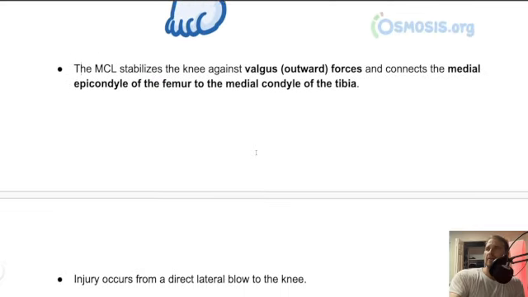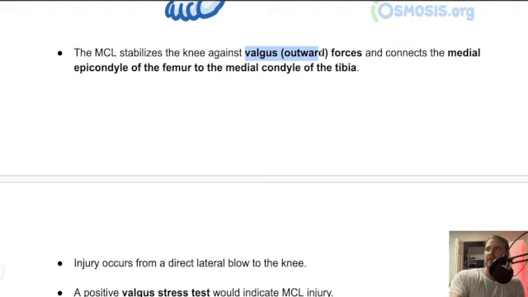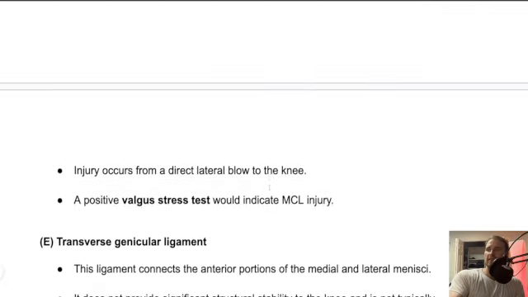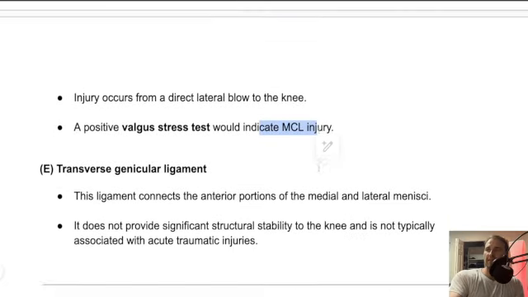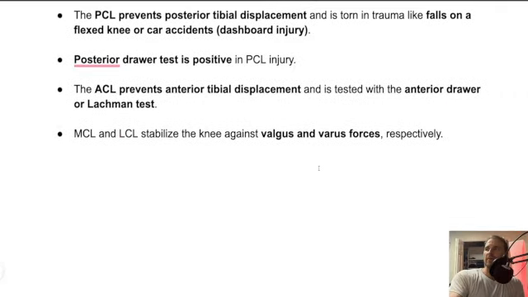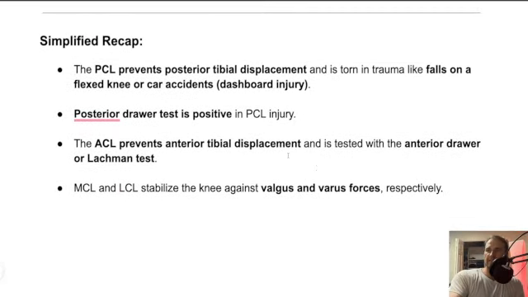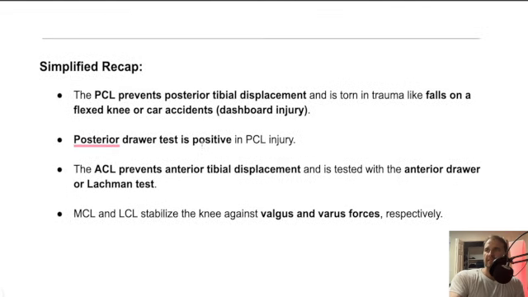Okay, and then the MCL stabilizes against the valgus, the outward forces. So this would come from a direct lateral blow to the knee, and it protects you from those outward forces, and a positive valgus stress test would show you that you have an MCL injury. And that's pretty much it. Just knowing these tests and these common injuries and identifying them on a coronal view.